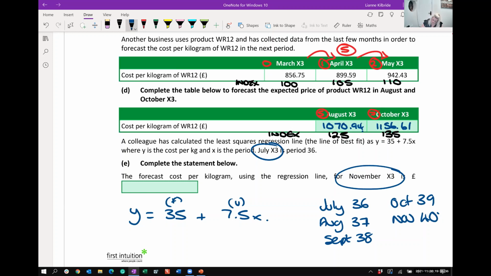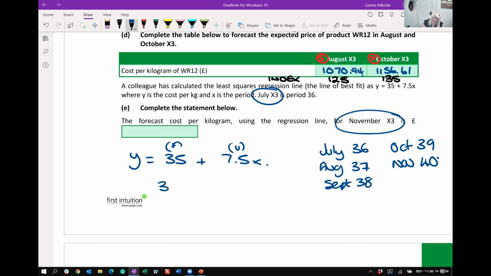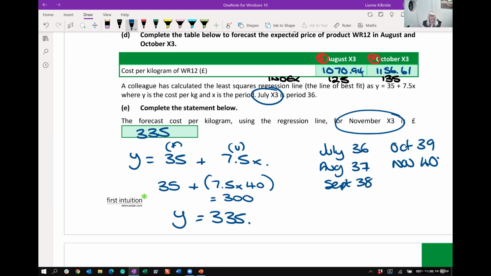So we're going to redo that calculation. We're now going to 35 plus your 7.5 multiplied by 40, which gives us a value of 300. So Y must equal 335. Well done, everybody. 335. Good. And that is task 4.